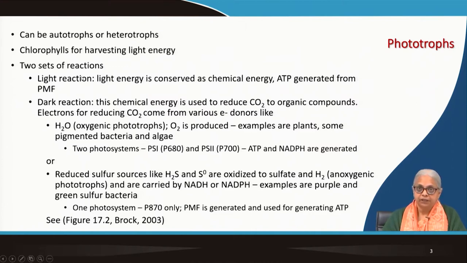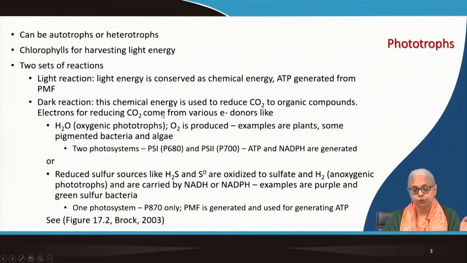Now, there are two sets of reactions. Like I mentioned, there are light reactions and dark reactions. So the light reaction is basically utilizing the light energy, converting it to chemical energy, and ATP is generated from the proton motive force, and we will go into a little detail about this as we go along. The second set of reactions are called dark reactions. Here, the chemical energy that has been harvested from light is going to be used to reduce CO2 to organic compound.